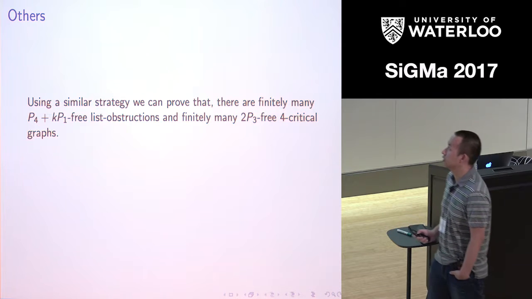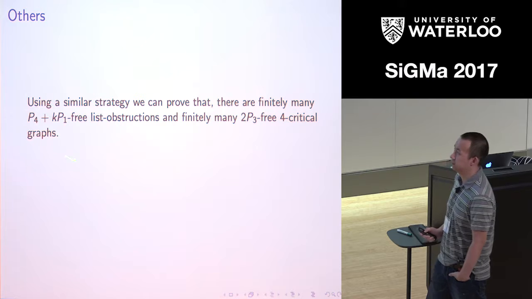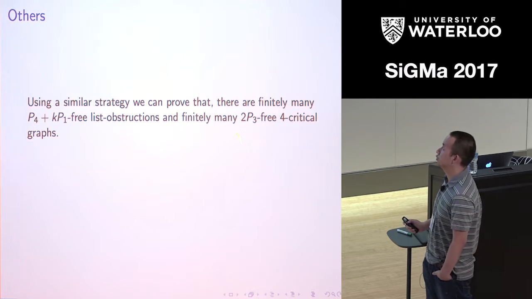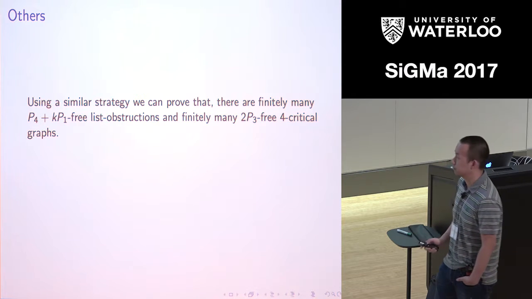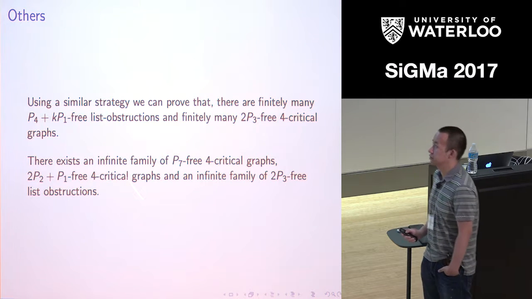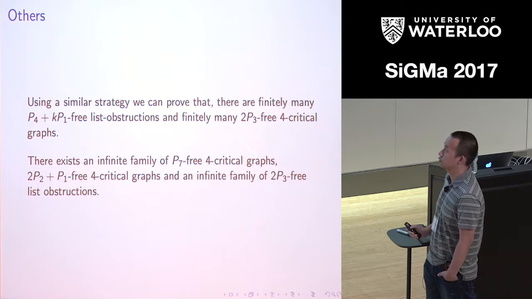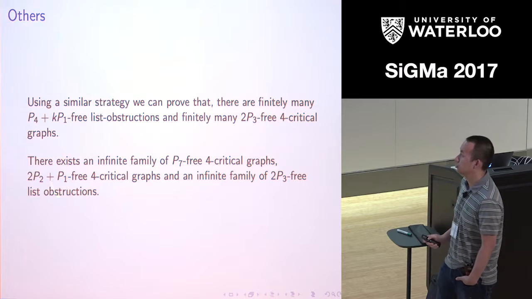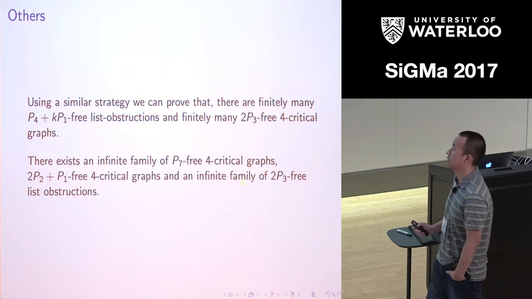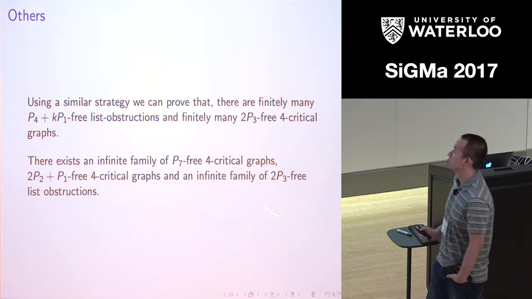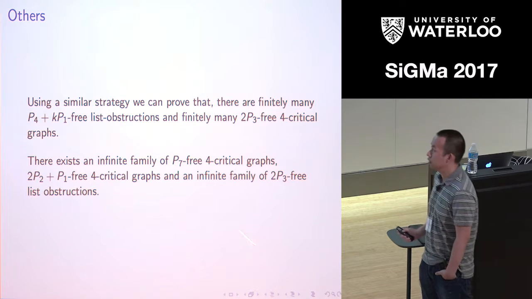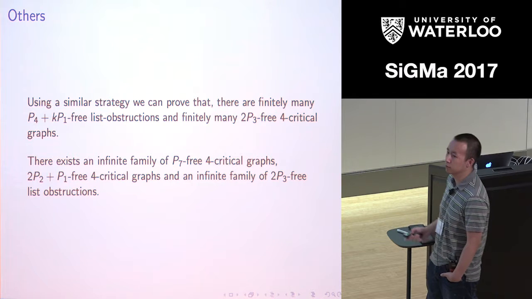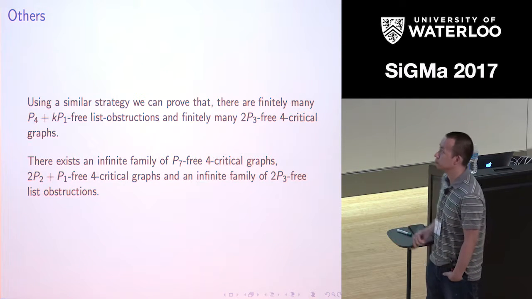Using a similar strategy, we can prove that there are finitely many P4 plus K plus some singletons, and finitely many 2P3-free critical graphs. And there exists an infinite family of P7-free critical graphs, 2P1 plus P, 2P2 plus P1-free critical graphs, and an infinite family of 2P3-free list obstructions. So if we put all these pieces together, we have proved our two main theorems.